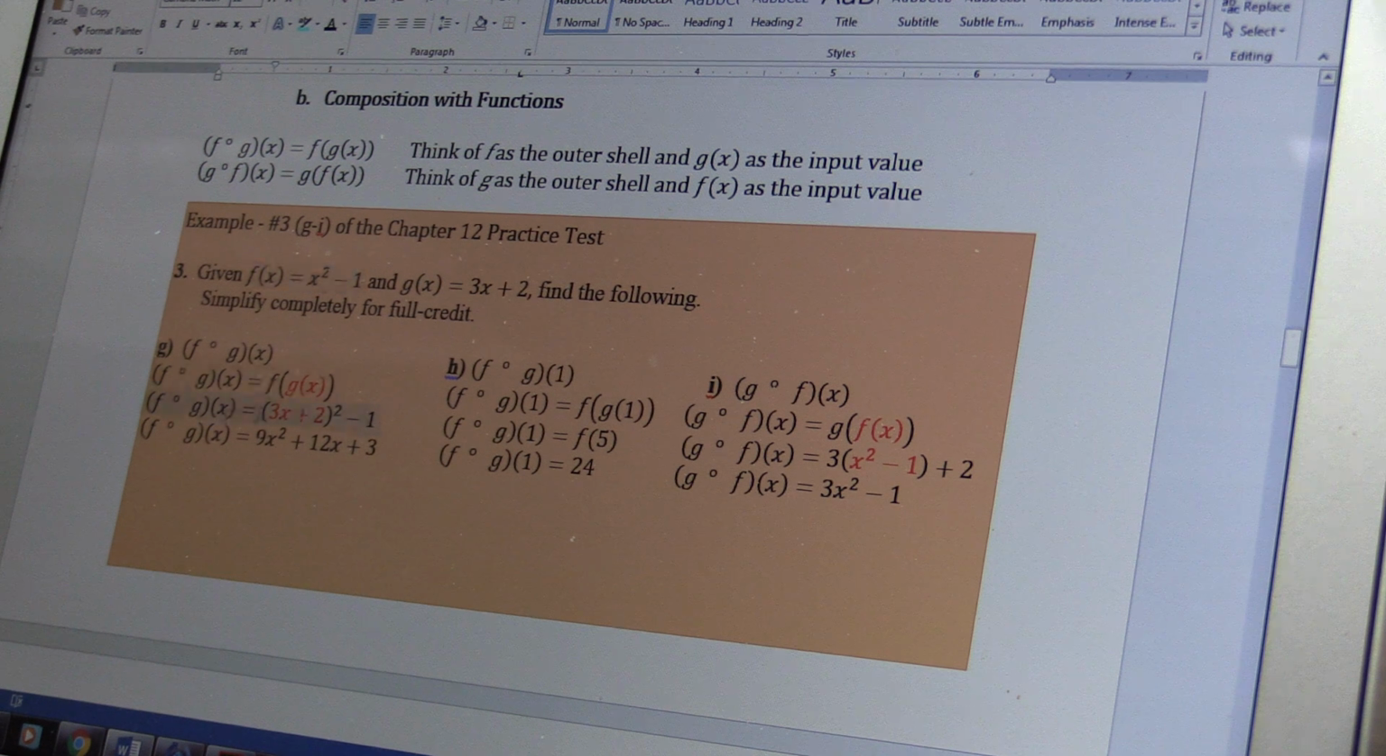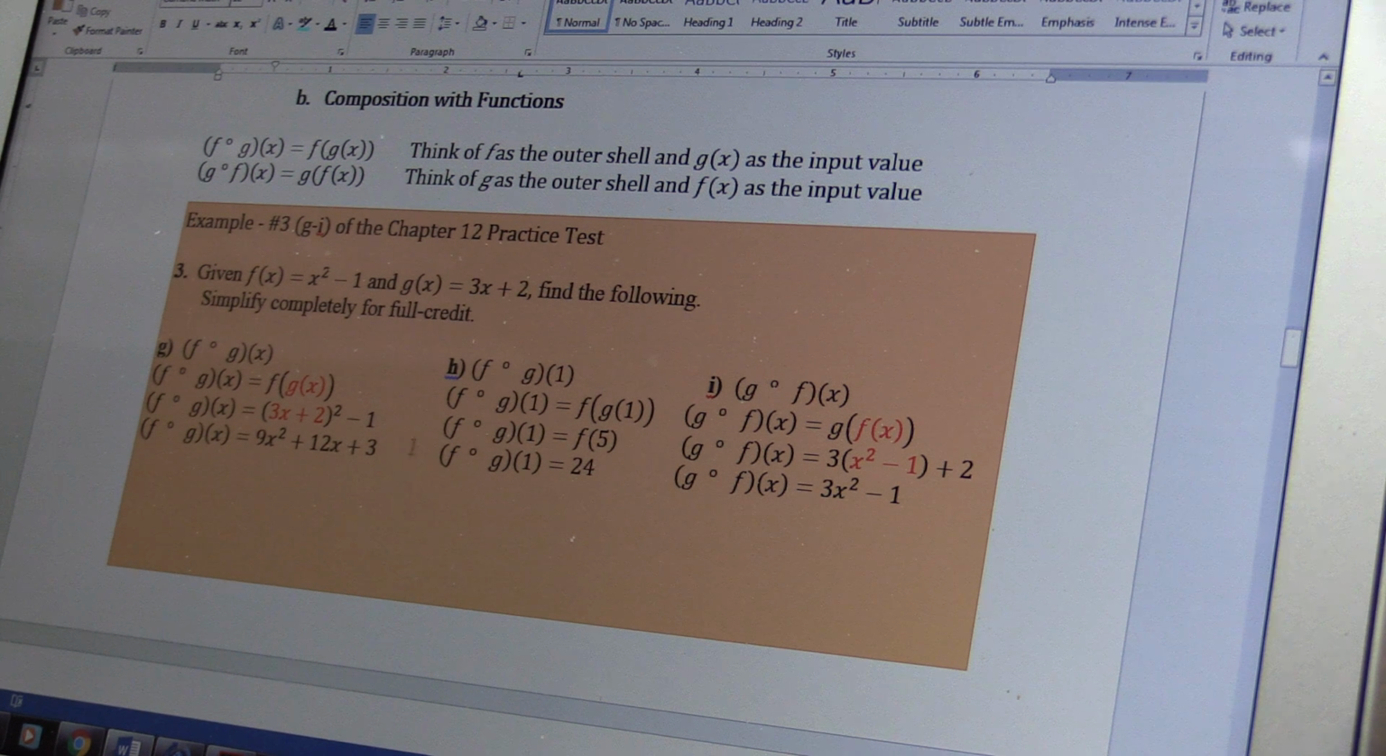So I'm going to do the same thing here. I'm going to say f of whatever is my whatever squared minus 1. The whatever I'm putting in there is the entire g function, which is 3x plus 2. So I'm basically replacing x with the whole g function of 3x plus 2. And then now you'll expand that out, 3x plus 2 times 3x plus 2, and simplify it down, and you should end up with 9x squared plus 12x plus 3 when you simplify like terms.